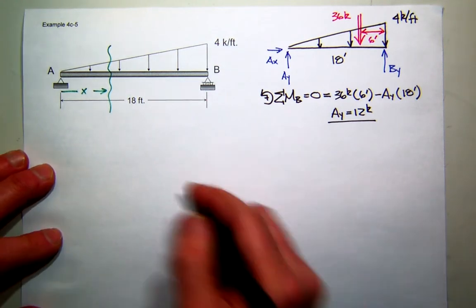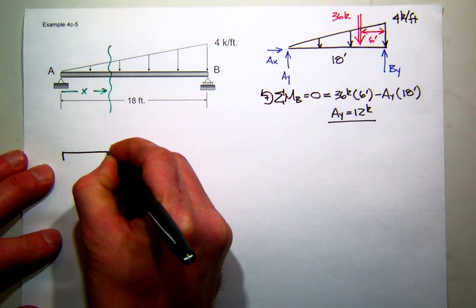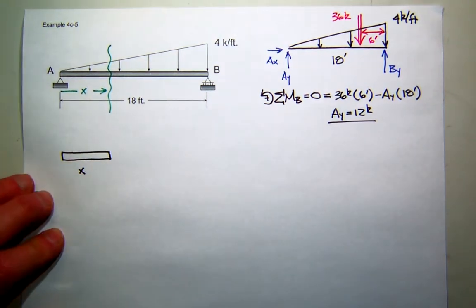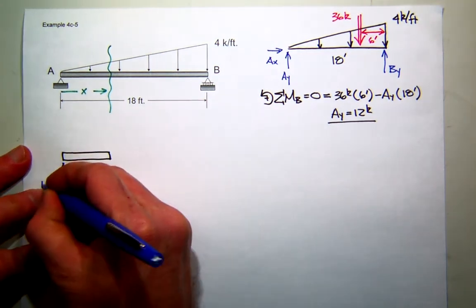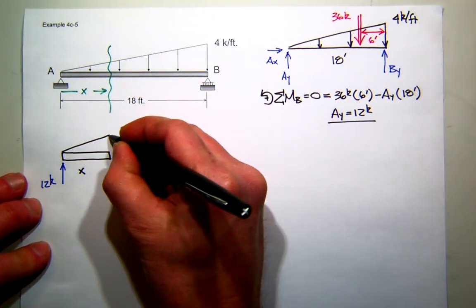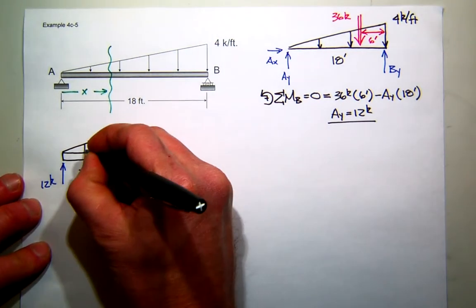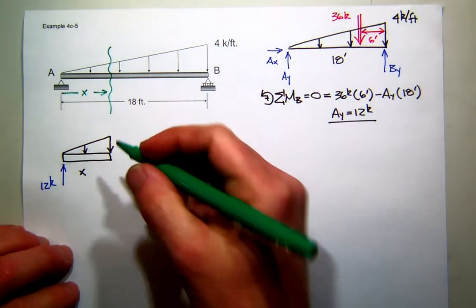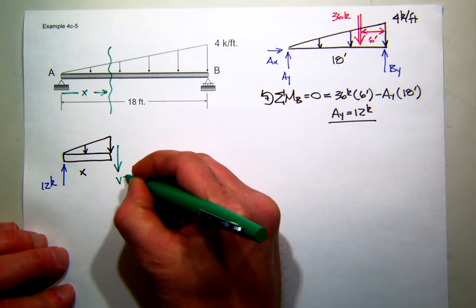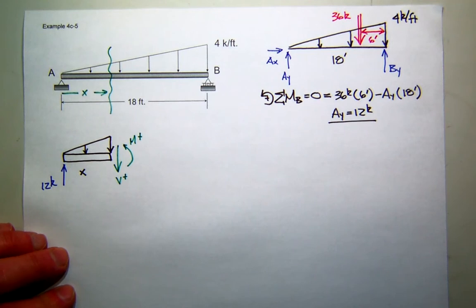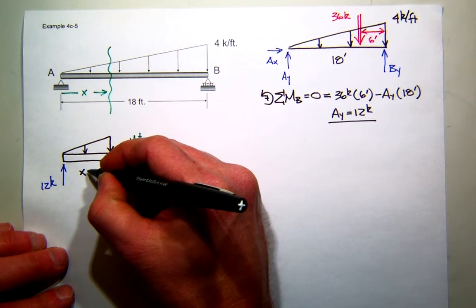So now I'm going to come back and I'm going to draw a free body diagram of this chunk of the beam, which I know is at some distance x. I know my AY force is 12, and I've got this triangular shape. At my cut surface, I've got positive shear, positive moment. What is the intensity of the load for a given value of x?